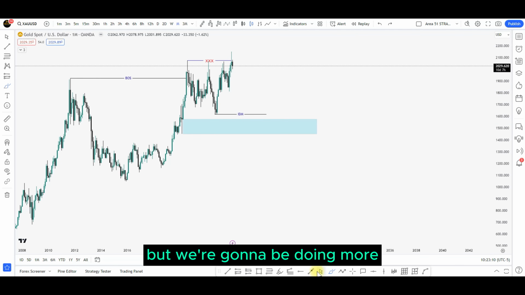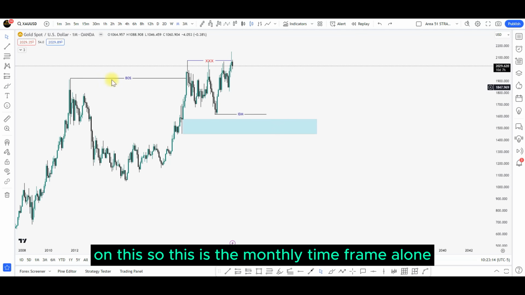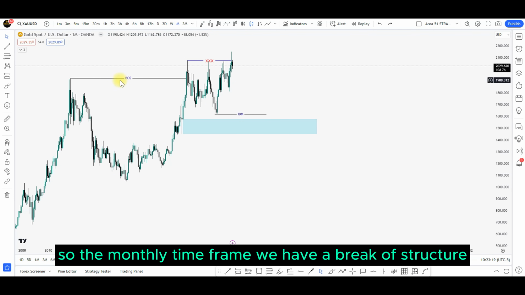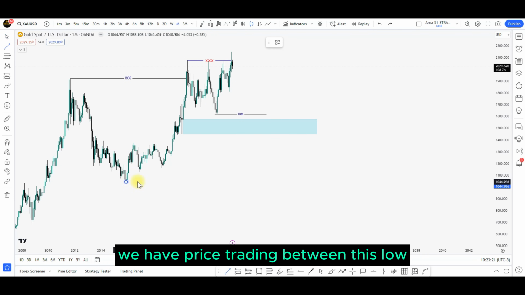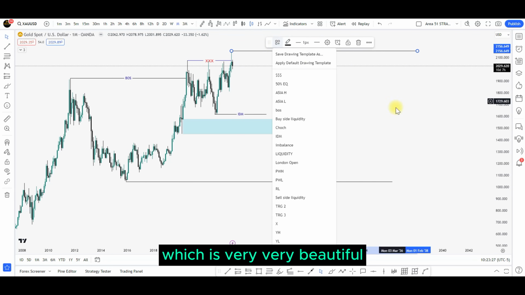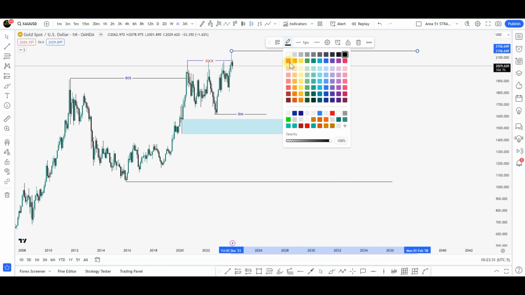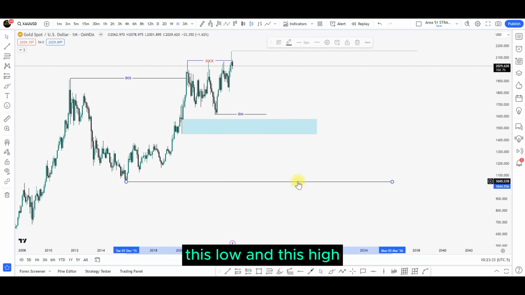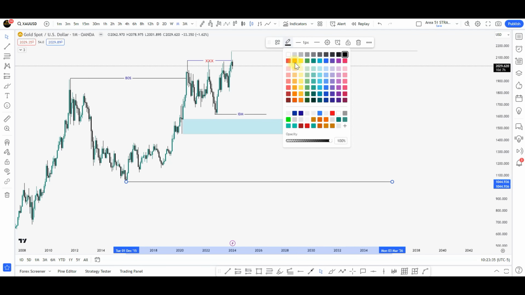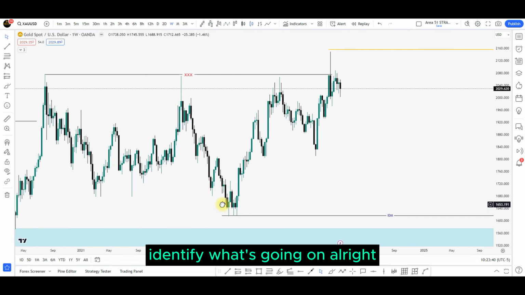But we're going to be doing more analysis on this. So this is the monthly time frame alone. On the monthly time frame, we have a break of a structure. We have price trading between this low and this high here, which is very, very beautiful. Let me color this real quick. This low and this high. Okay, now let's go to the weekly time frame and identify what's going on.